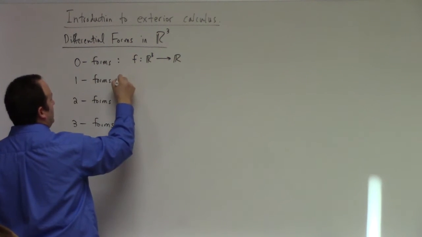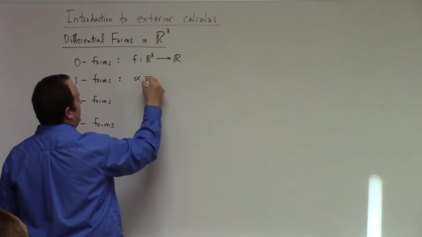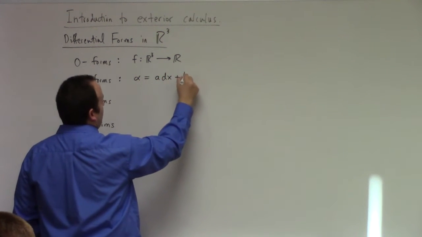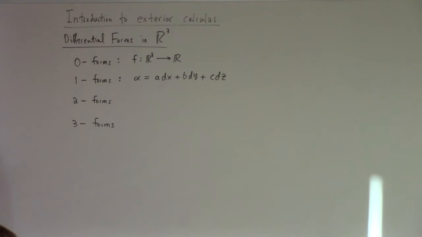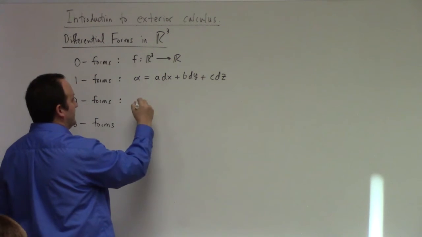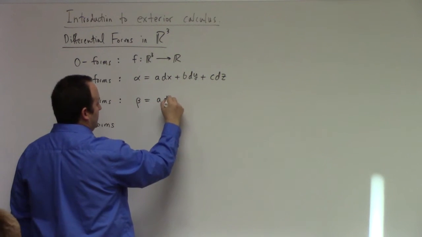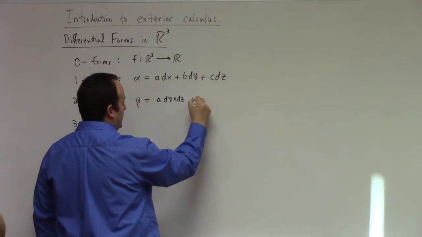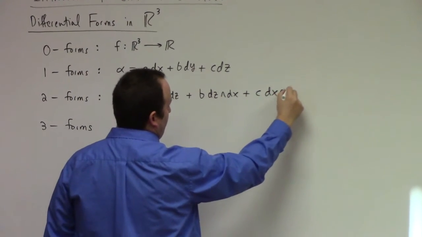A one form is something like, let's say, alpha equal to a dx plus b dy plus c dz. Well, you've been integrating those for a few weeks, actually, right? P dx plus Q dy plus R dz. This is an example of a one form, essentially. What's a two form? Well, this is where it starts to get weird. Beta is equal to something like a dy wedge dz plus b dz wedge dx plus c dx wedge dy.